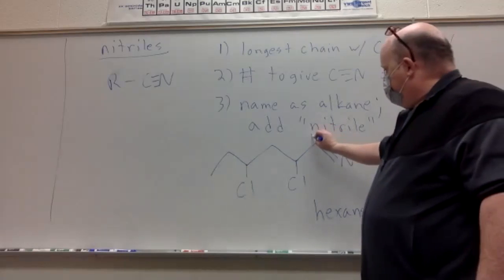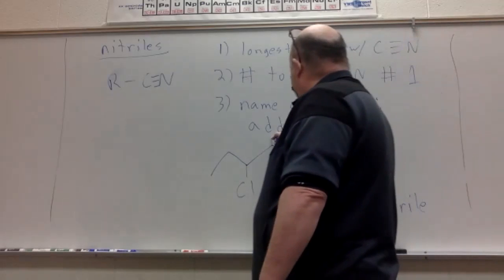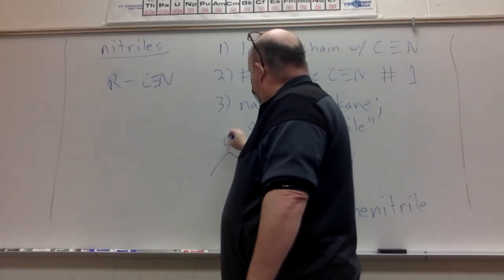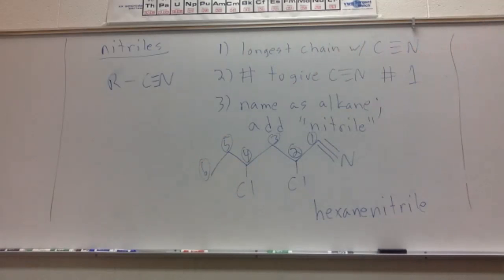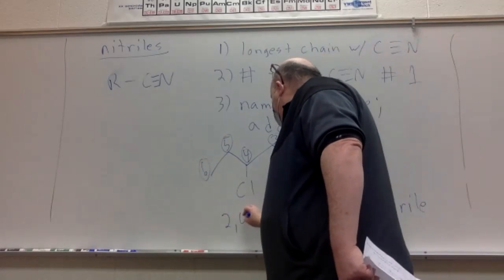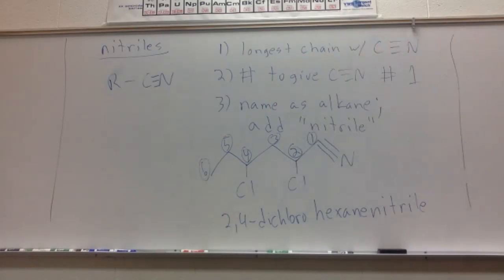By definition, the carbon of your CN group is going to be number 1. And it looks like we have chlorines at 2 and 4. That'll be 2,4-dichloro. 2,4-dichlorohexane nitrile. Okay. Any questions so far?